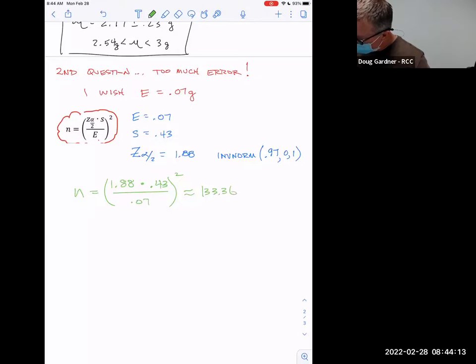133.36. Your assignment, fortunately, I think tells you what to do, because obviously you can't weigh 133.36 nuts. So should you do 133 or 134? The honest answer is, who cares? Pick one, because you're going to have an error of around 7%. If you choose 133, your error will be a hair above 7%. If you choose 134, it'll be a hair below.